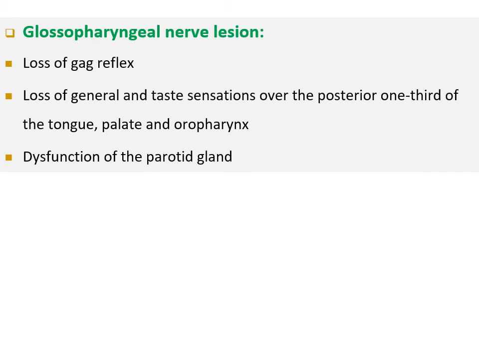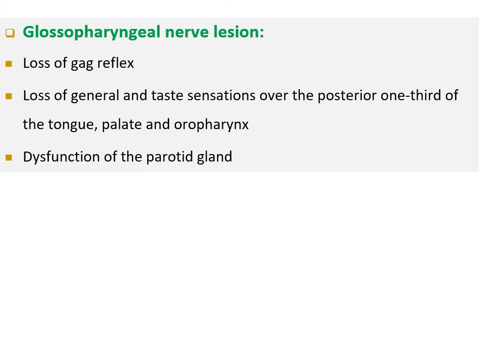Glossopharyngeal nerve lesion or injury. This results in a loss of gag reflex. I will explain gag reflex later in the pharynx lecture. And there is a loss of general and taste sensations from the posterior one-third of the tongue and palate, and there will be loss of general sensations from the oropharynx.